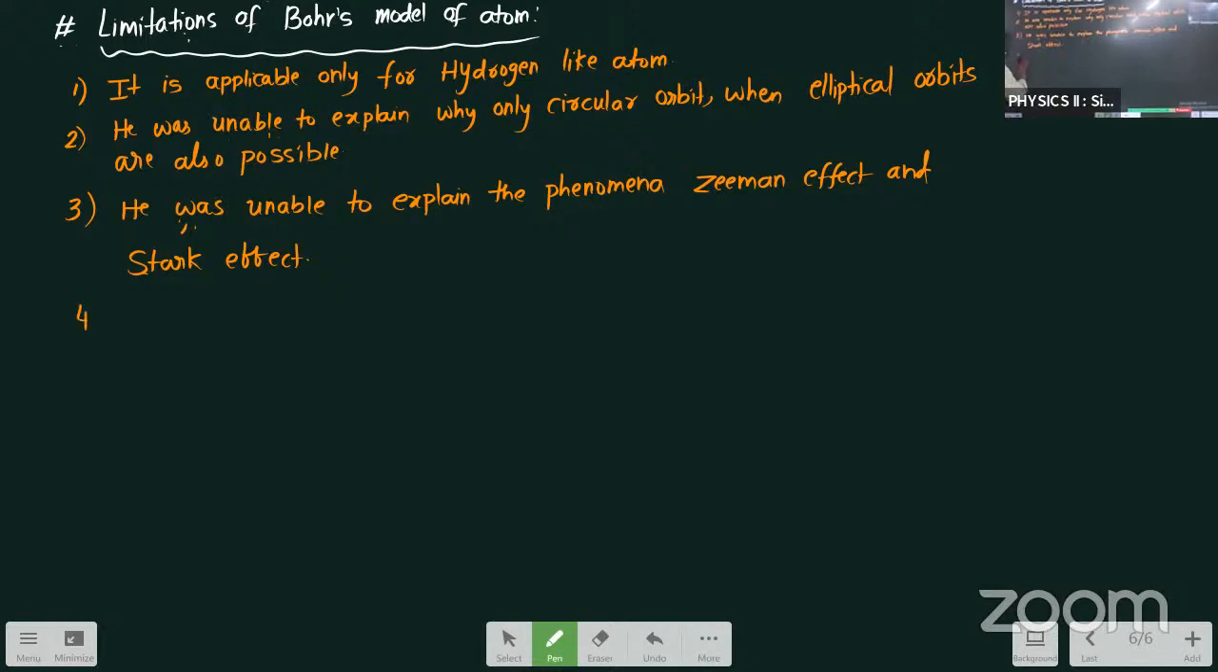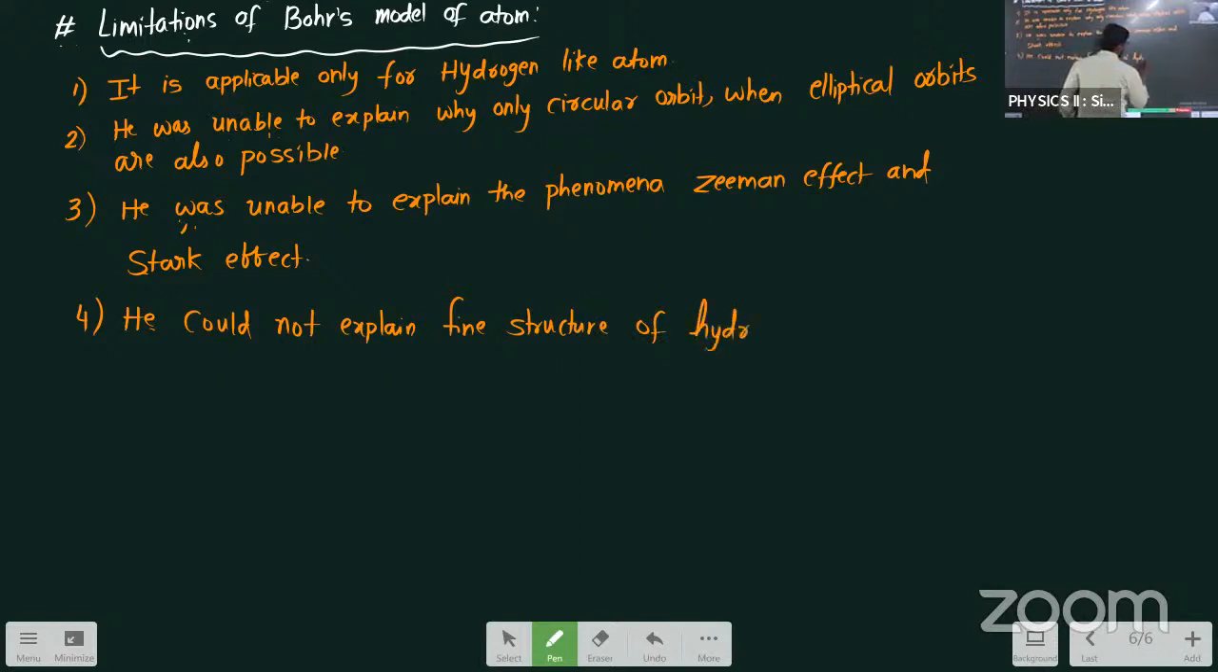He could not explain the fine structure of hydrogen atom. He was unable to explain the fine structure of hydrogen atom. This is the fourth limitation: fine structure of spectral lines of hydrogen atom. So next, if you want, you can write only 4.